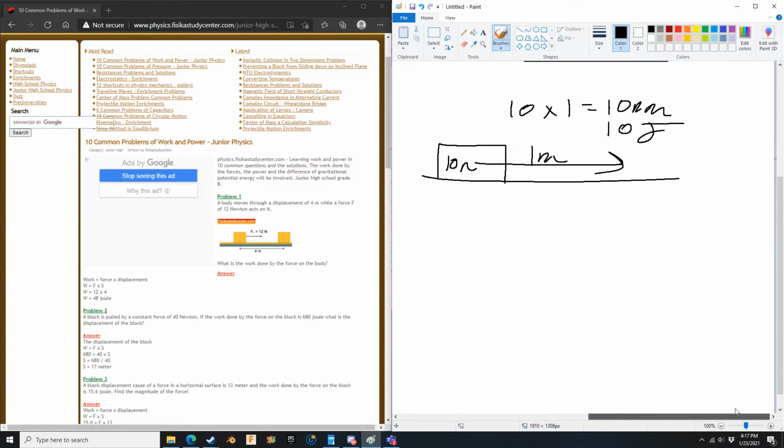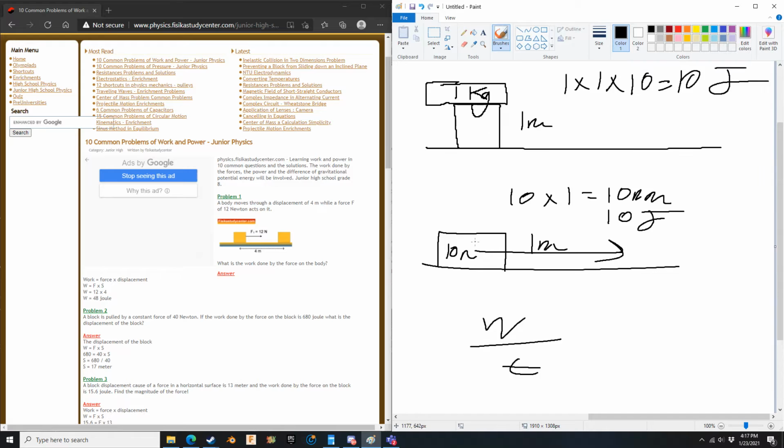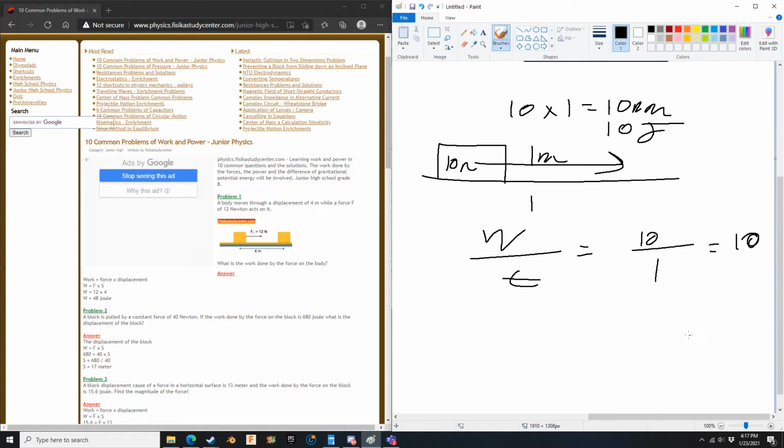So what is power? Power is just an extension of work. It's the amount of work you do over time. So how long did it take? If I move this block and it took me 1 second, then there is no difference. Power will be 10 over 1, which is 10. Dividing by 1 has no issue.